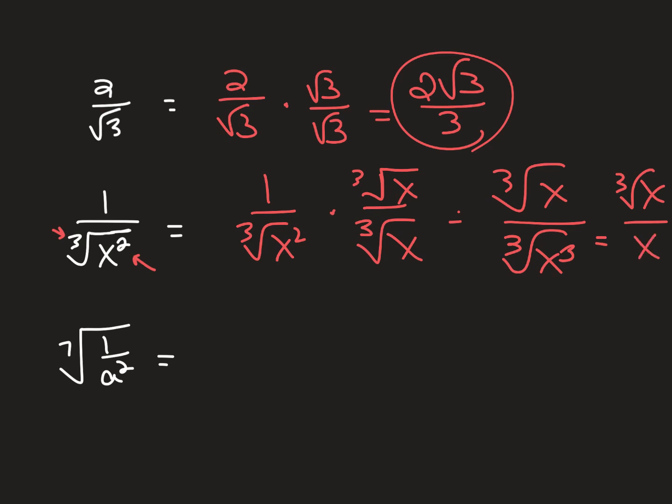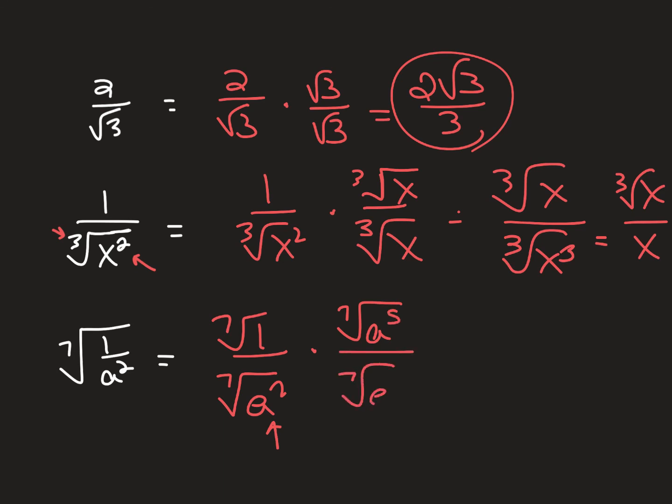All right. And the last one here. I'll split it up. So I have the 7th root of 1. I guess I should have done this on those other ones too. And the 7th root of a squared. Now, I have 2 a's in my denominator. To be able to pull the a out, I need to have 7 a's, which means I need 5 more. So I'm going to multiply the top and the bottom by the 7th root of a to the 5th.